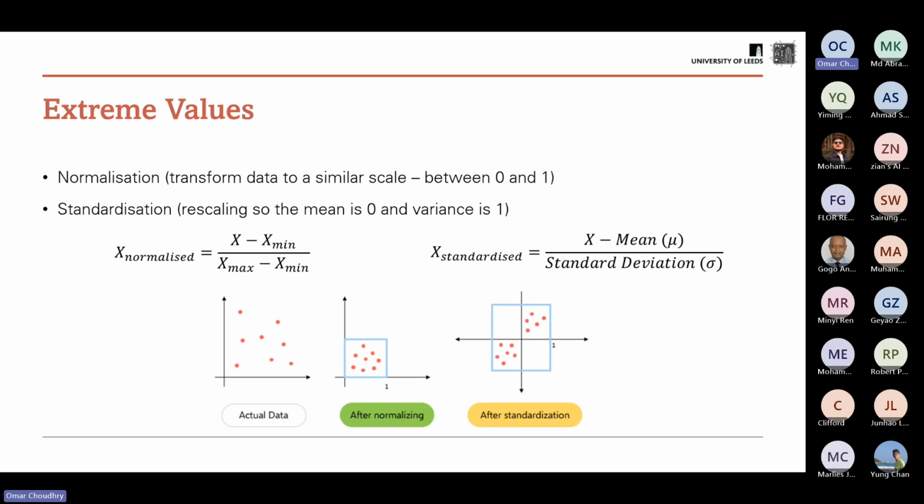Anything that would be close to 0 would be considered small. Everything close to 1 would be considered high, because sometimes we don't care about the exact values. And so we transform the data to a similar scale, right, between 0 and 1. There's another concept called standardization.